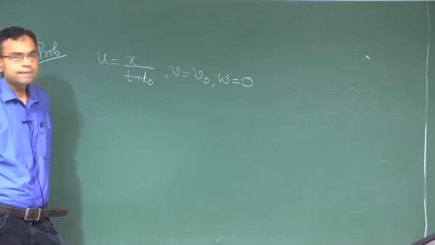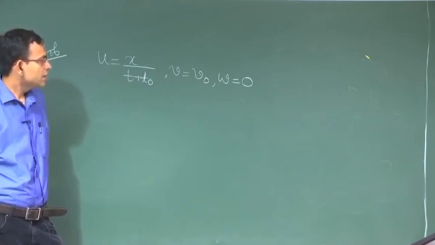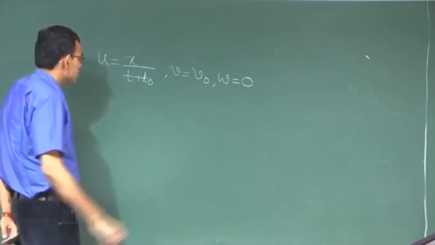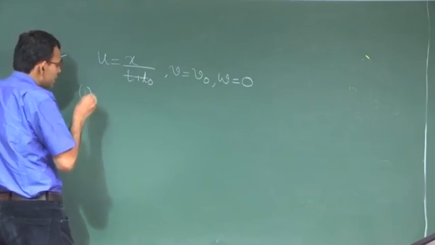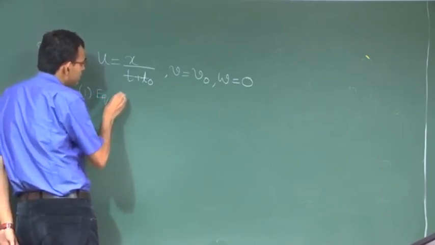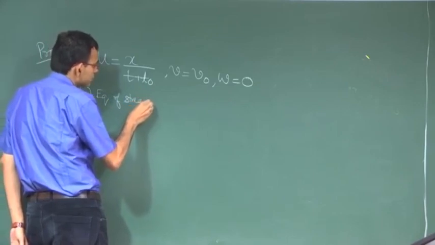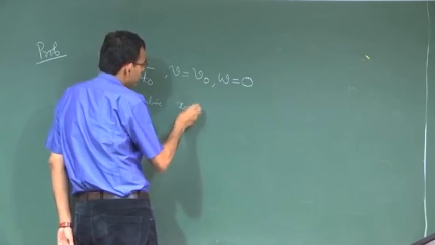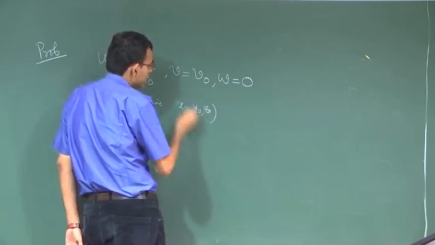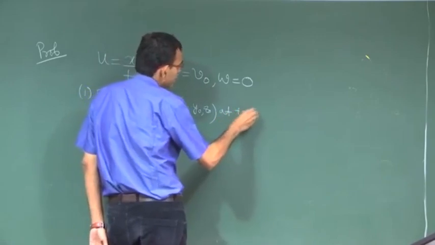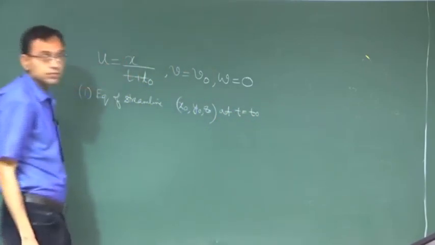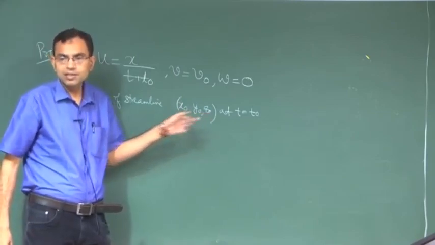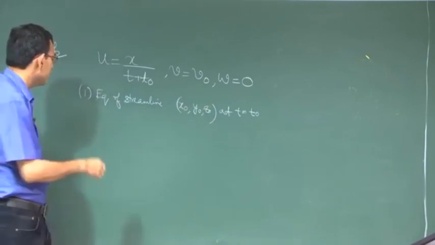So, the question is that, let there be... so the first question is: find the equation of the streamline passing through x0, y0, z0 at t equal to t0. These values themselves may be 0, but this is just symbolically what we are considering.